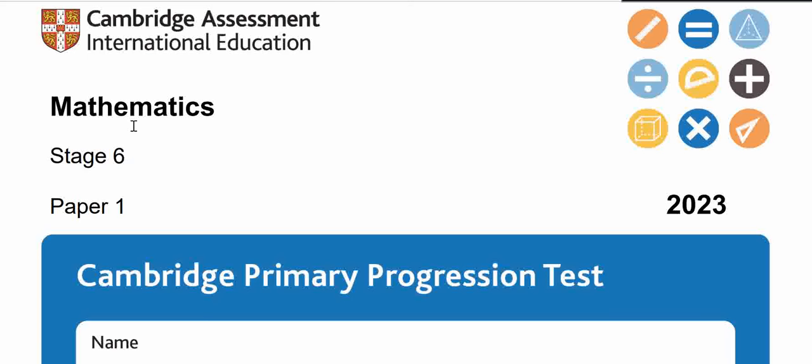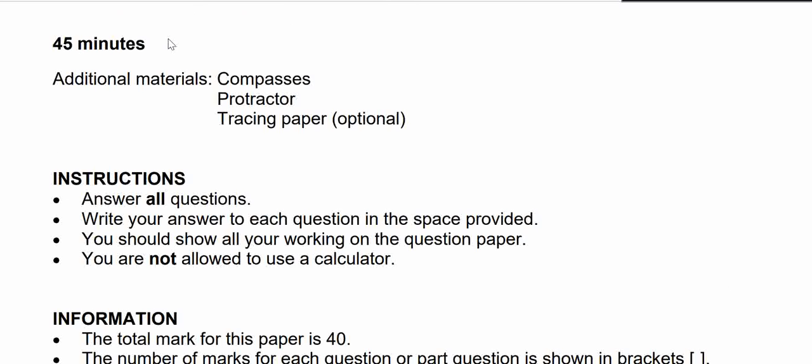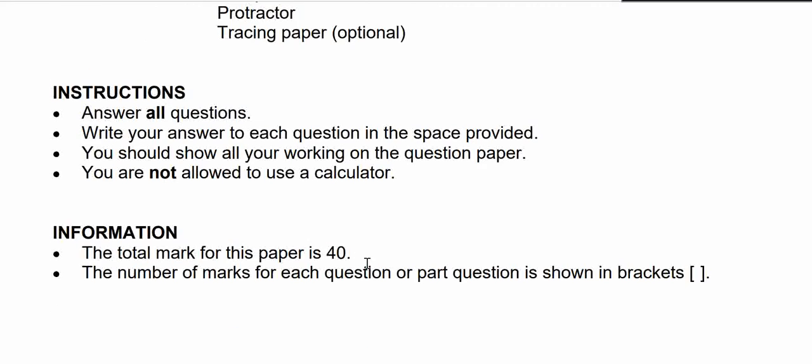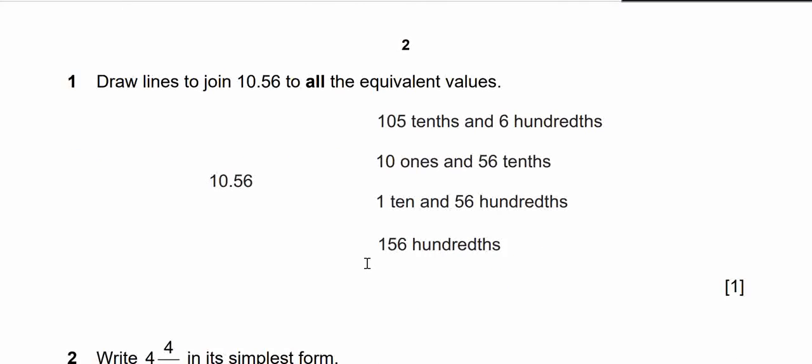Alright, so let's get started from question number 1. The duration for this paper is 45 minutes. You can bring compasses, protractor, or tracing paper. You are not allowed to use a calculator for Paper 1. Total mark is 40, and this is question 1.